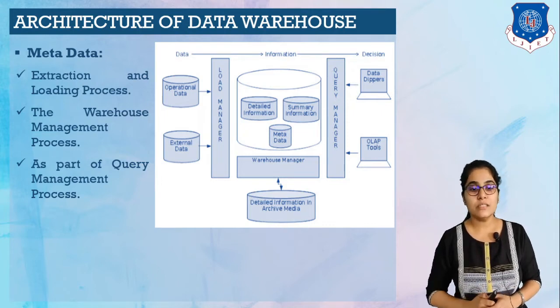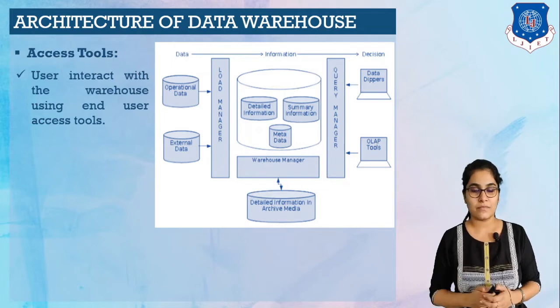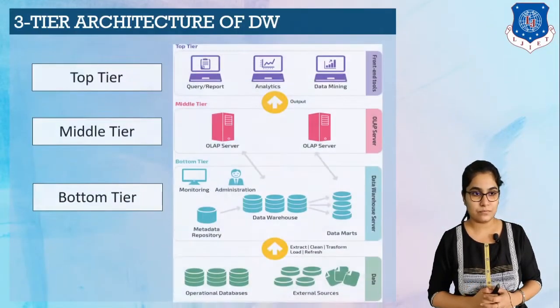The last component is access tools. The main purpose of a data warehouse is to provide information to the business manager for strategic decision making. These users interact with the warehouse using end user access tools. Now let's understand three-tier architecture of data warehouse.